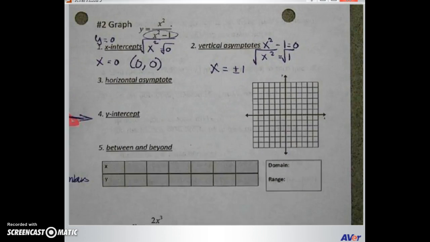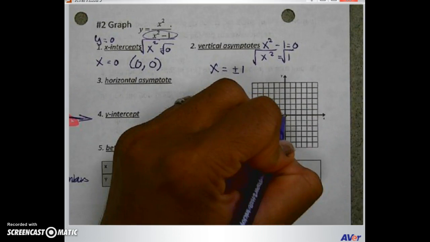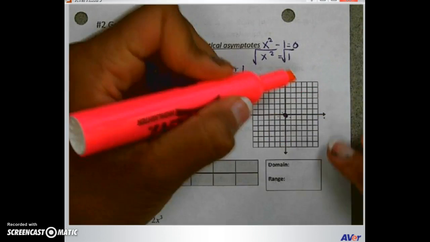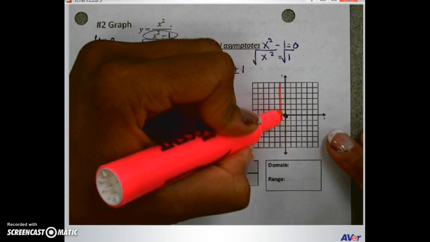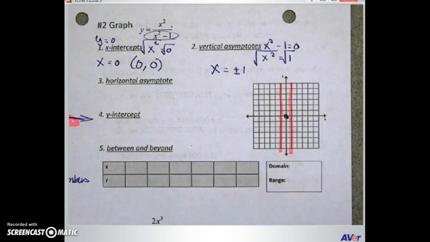I can graph those now or later. I'm going to graph these as we go. So 0, 0, and then positive and negative 1. So one of my asymptotes is positive 1. This should be dashed, but it's not. And then at negative 1.